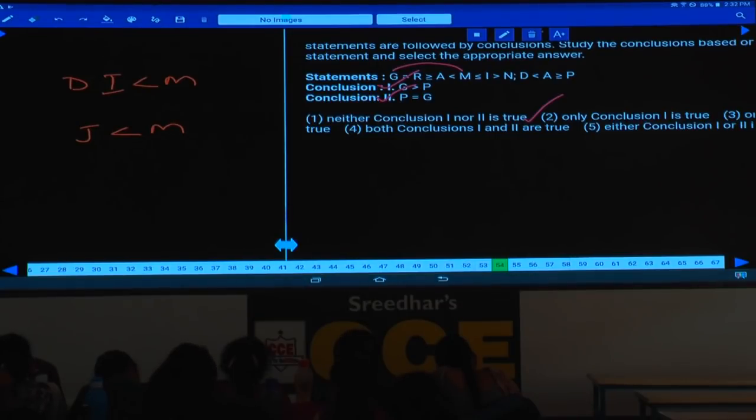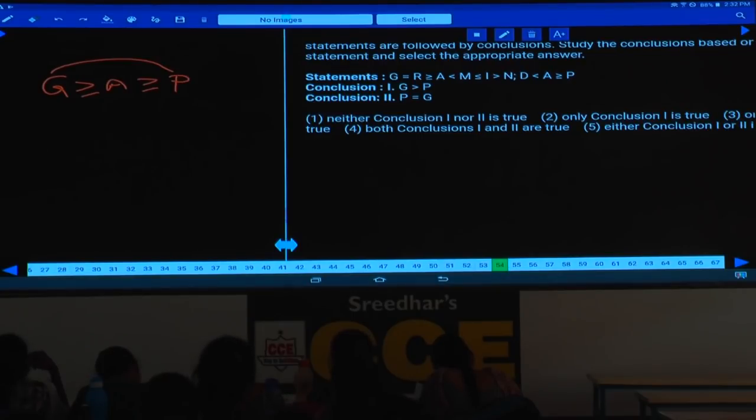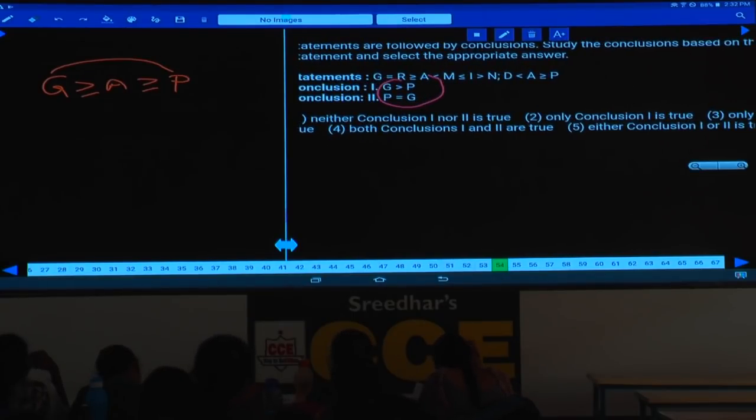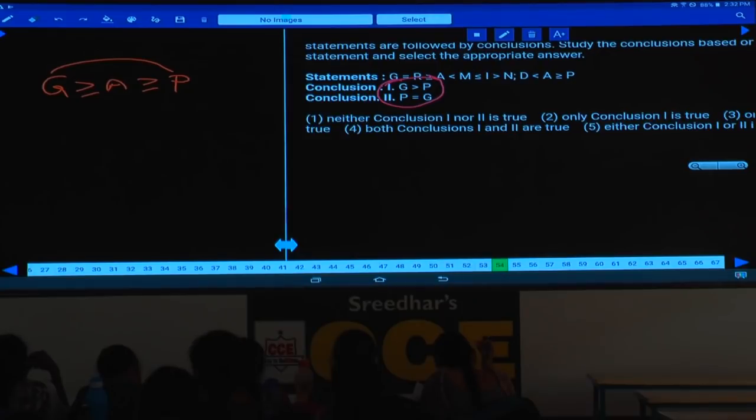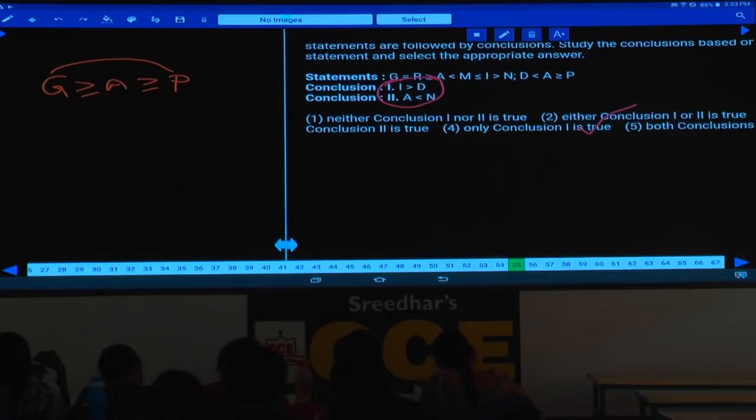54. Now question number 54, the relation between G and P. Now G and P, what is the element which is common here? A is common. G greater than or equals to A and A greater than or equals to P. Now the relation between G and P, G greater than or equals to P. Hence in this one, G is in the first conclusion, it is greater than, and in the second one it is equal to. Hence G could be either greater or equal to. Either the first one or the second one, that is given in choice 5. Either 1 or 2.